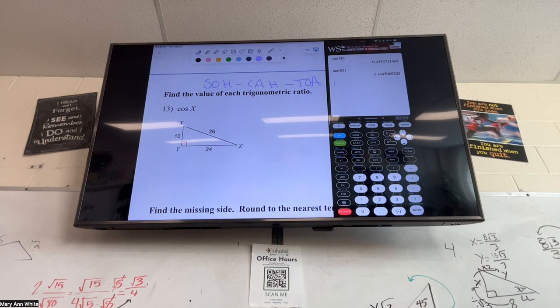On number 13, which part of that am I going to use? CAH. So I'm going to do CAH because I'm doing cosine of X. What angle am I focusing on in my picture? X, very good. Can you label opposite, adjacent, hypotenuse if we're looking from X? Cameron, what do you got? 26 is hypotenuse. Good, what else? 24 is opposite. Amazing. 10 is adjacent.